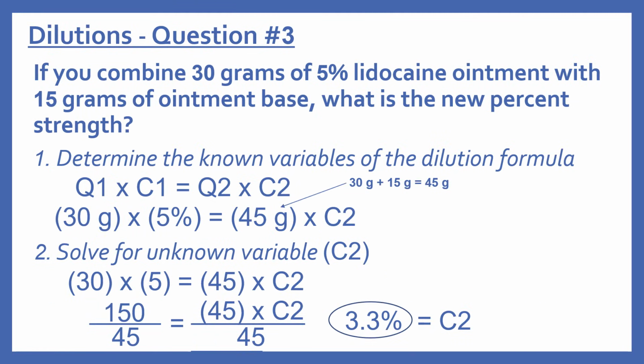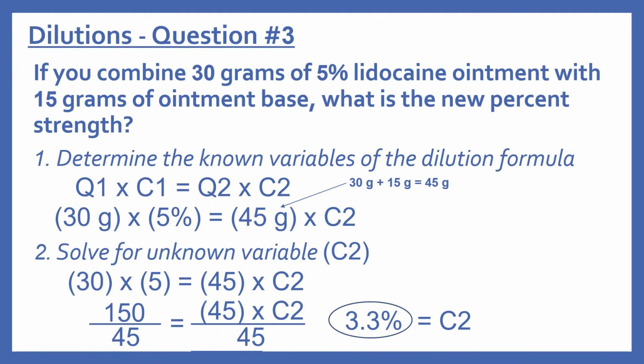Question number 3. If you combine 30 grams of 5% lidocaine ointment with 15 grams of ointment base, what is the new percent strength? So this is a solid dilutions problem. So we're going to do it the same way. We're going to determine the known variables of the dilution formula. So Q1 times C1 equals Q2 times C2. So Q1 in this case is 30 grams, and our C1 is 5%. So 30 grams times 5%.